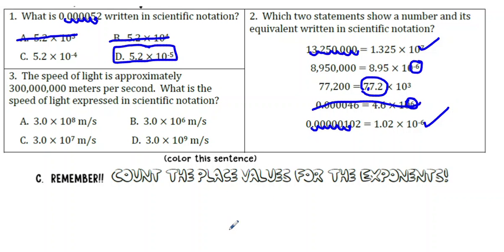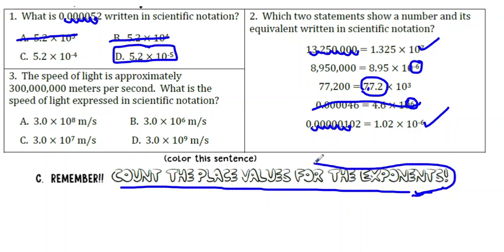Okay, remember in scientific notation, the big thing is count your place values, or how many times you move that decimal point. You are not counting zeros or anything else like that. Okay, so please be very, very careful.